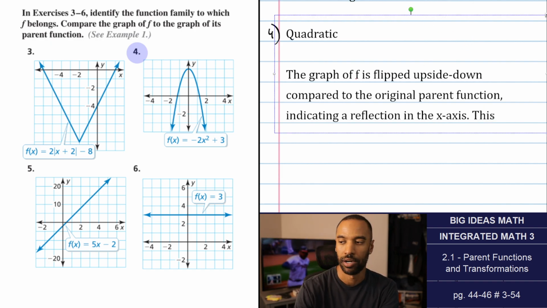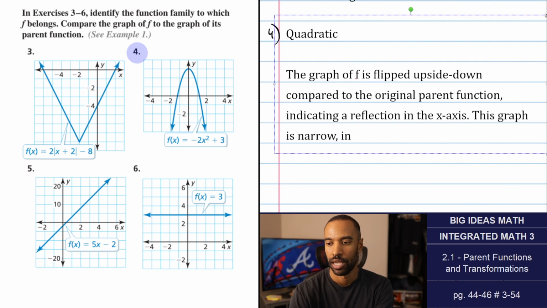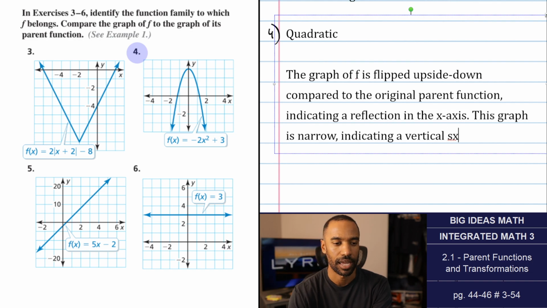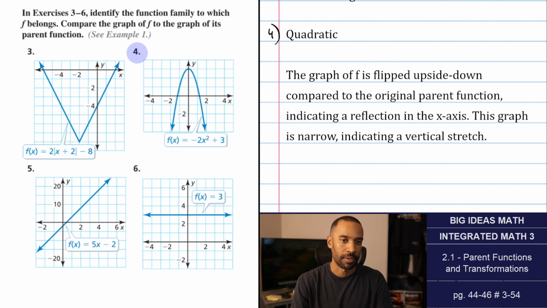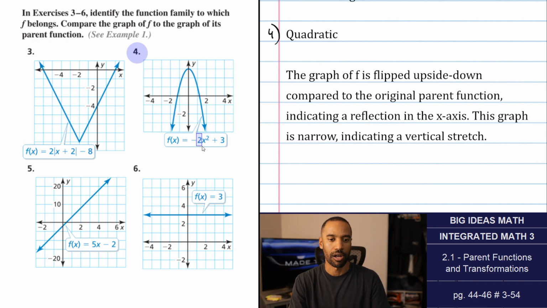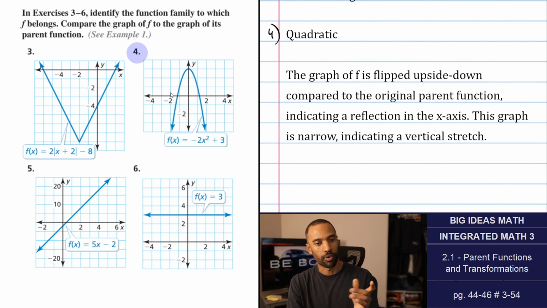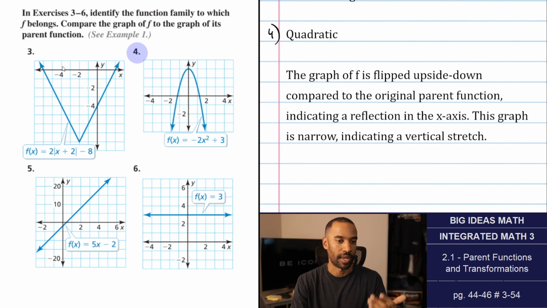This graph is narrower, indicating a vertical stretch. Now, this factor is the same one that you see in number 3. The stretch factor is the same one as you saw in number 3. This one is a 2, and that one is a 2. This one's negative, but that makes it flip over. But the 2 makes it taller, narrower than it was before. It's a quadratic, so a U shape got stretched. This is a V shape that got stretched. They're both stretch factors of 2.